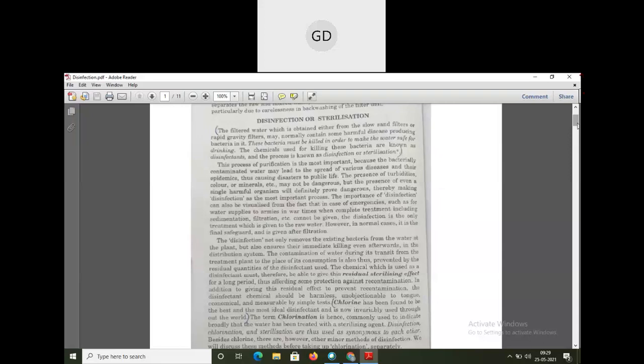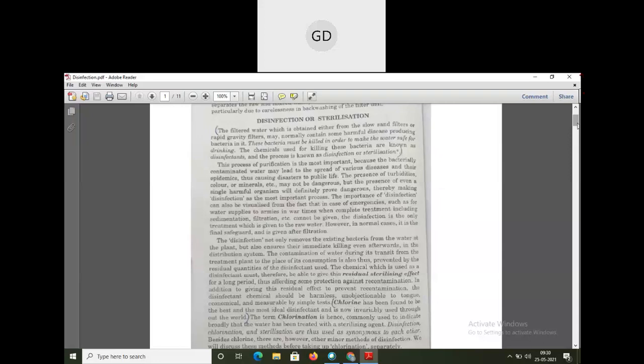What happens here is that you have filtered the water, like in the slow sand filter or by using the rapid gravity filters. But after that filtration also, some harmful bacteria can again be present in the water. Though you have done the filtration, some harmful bacteria might be present in the water. These bacteria, obviously, you have to remove for drinking purposes.